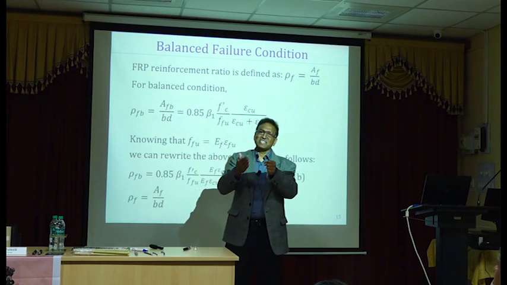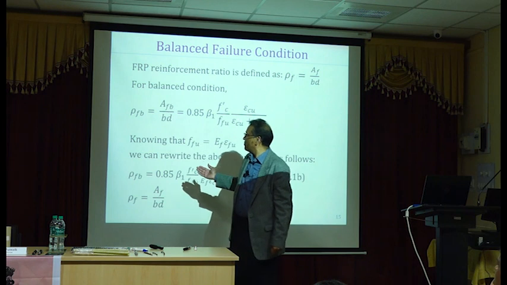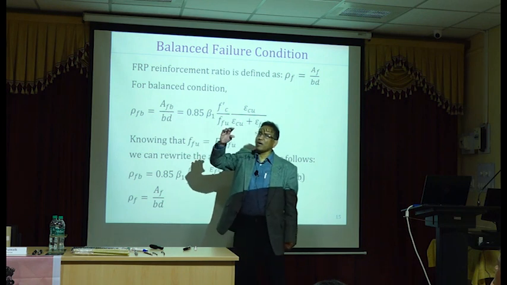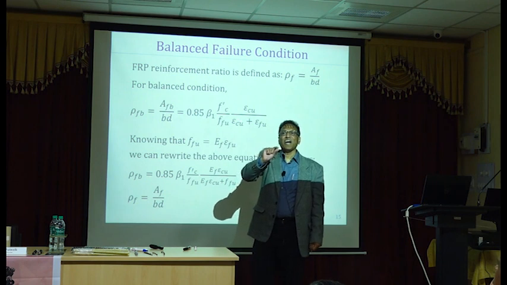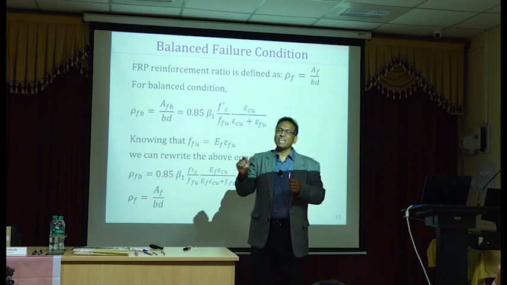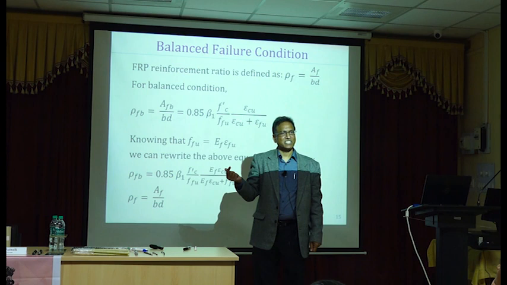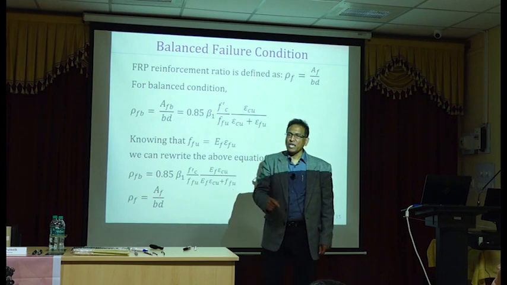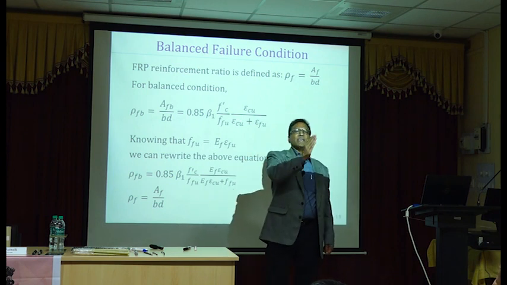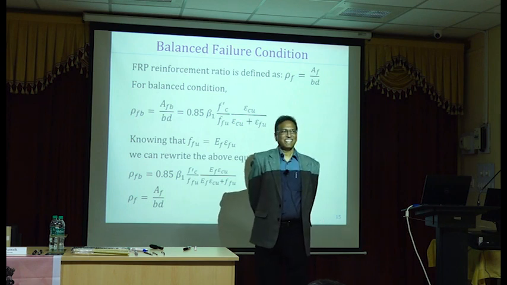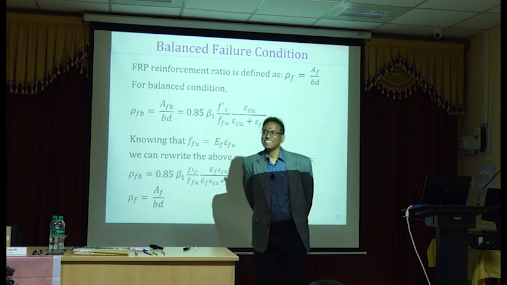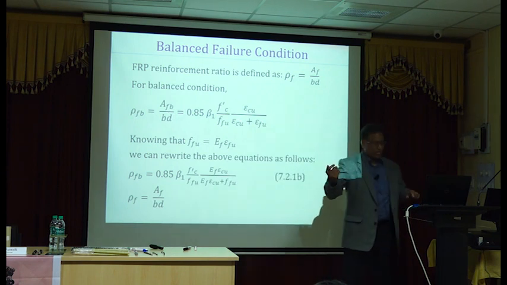But always, it will so happen that because this AFB or rho FB is going to be very, very small, almost always you will design sections to be over reinforced section. Very rarely will you design anything as under reinforced section. Does it make sense? So that's another takeaway point. You can remember that.